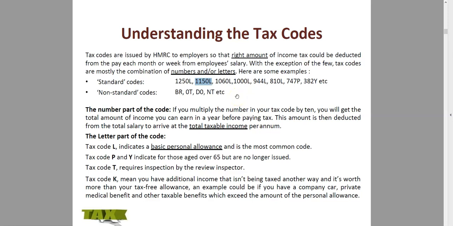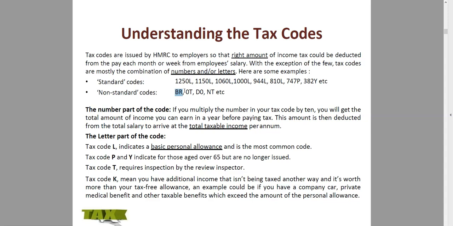L is a very standard tax code. Normally every employee has the L, but there are some non-standard tax codes. For example, BR means the basic rate. That means if someone has more than one job, the next job will be treated at a tax rate of 20% unless they split the personal allowance.